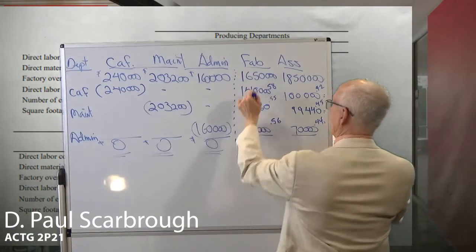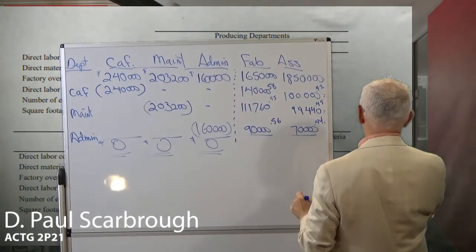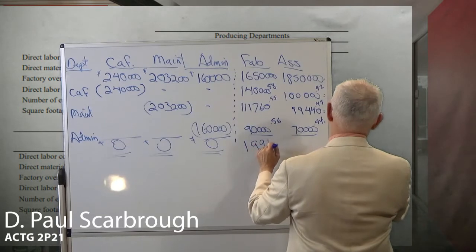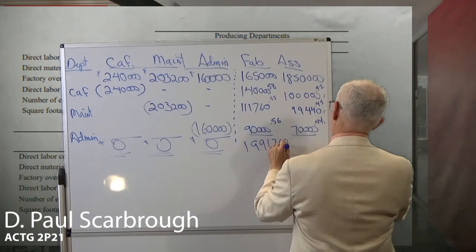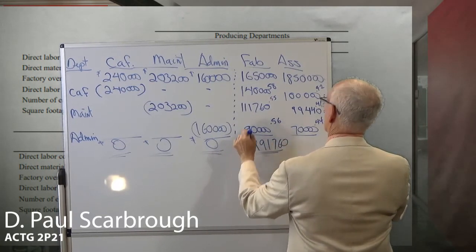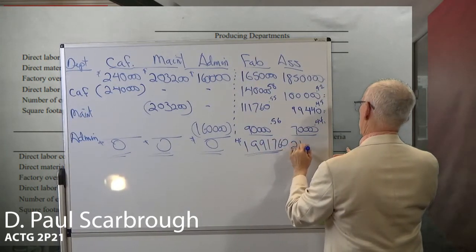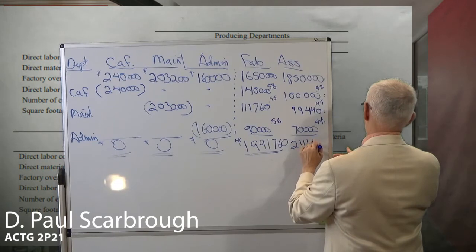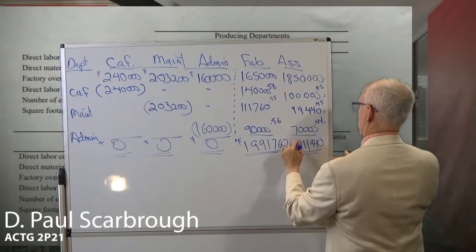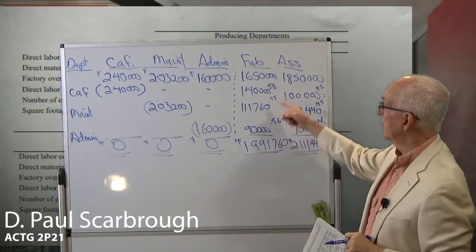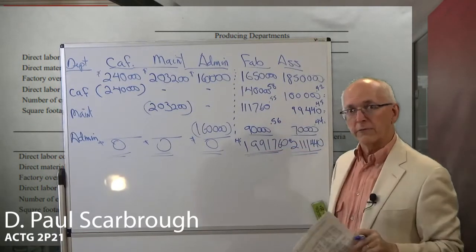But we now have a new total here. Okay? So our total here is 1,991,760. This is actually a total overhead for fabrication. And our total here is 211,1440. So we now have total overhead for fabrication and total overhead for assembly.